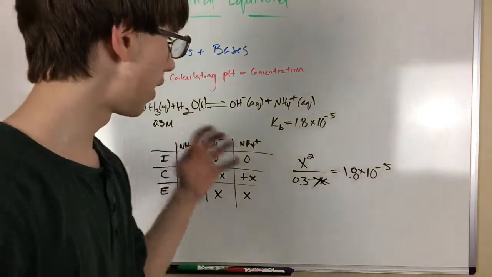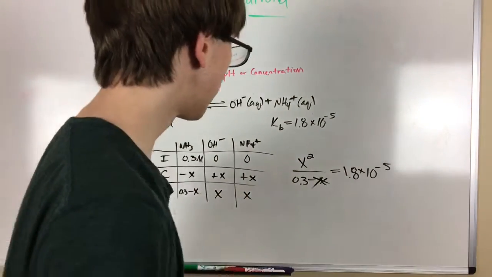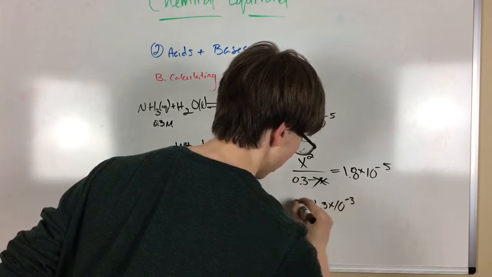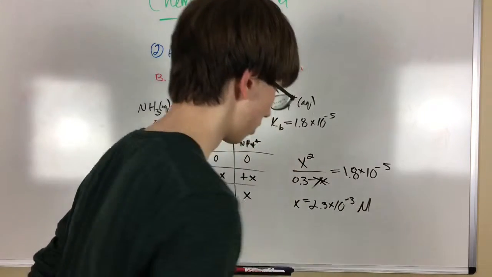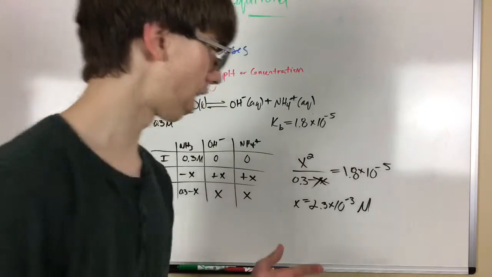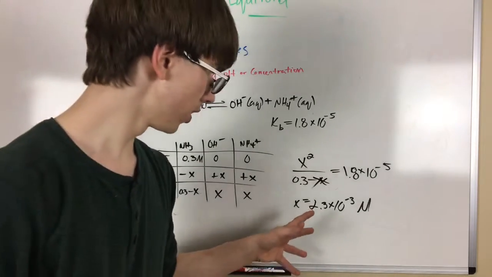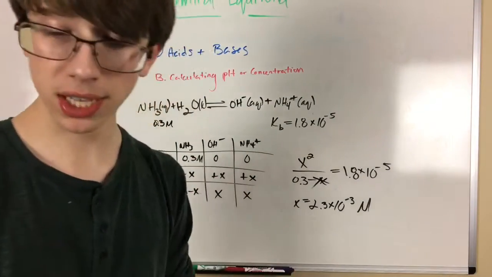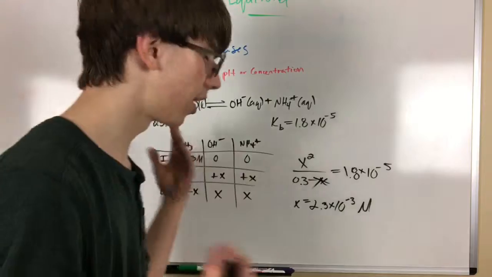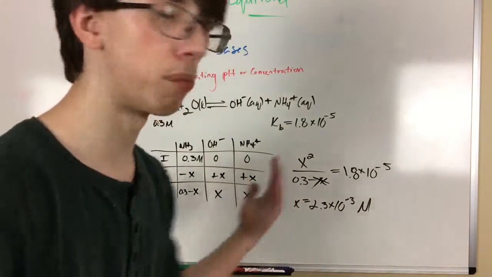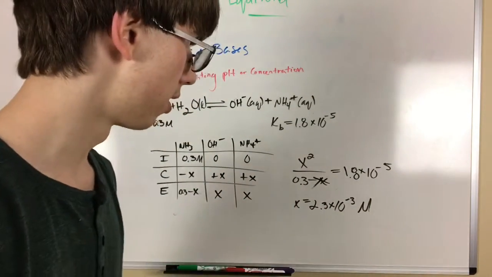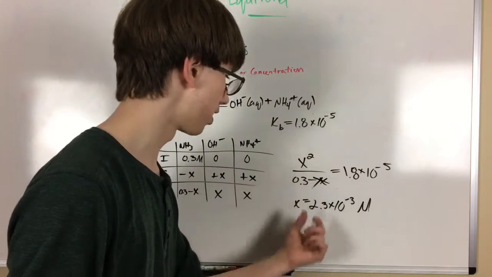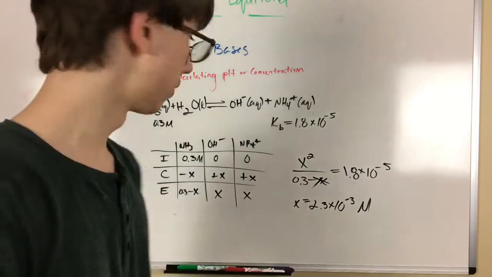And so when I do the calculation for x, I get around 2.3 times 10 to the negative 3 molar. Okay? And if I do the 5% rule, it follows the 5% rule because when you do the division and the multiplying by 100%, you get around 0.77%, which means that it doesn't really contribute all that much. And so this, in fact, does follow the 5% rule.